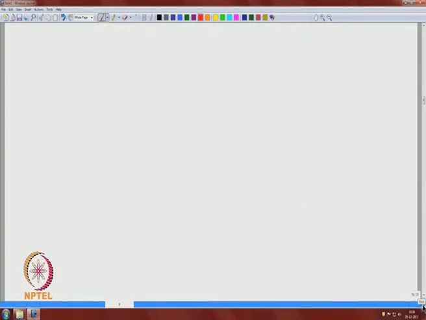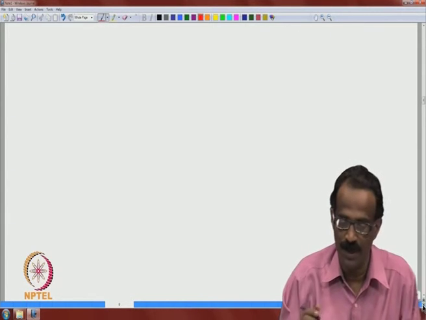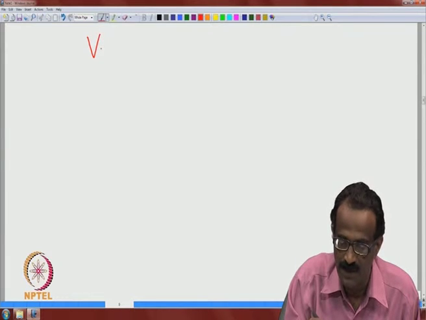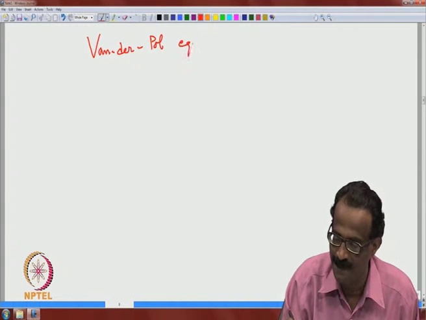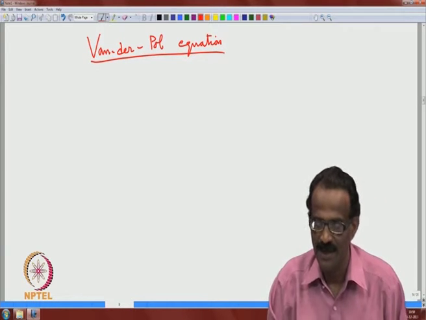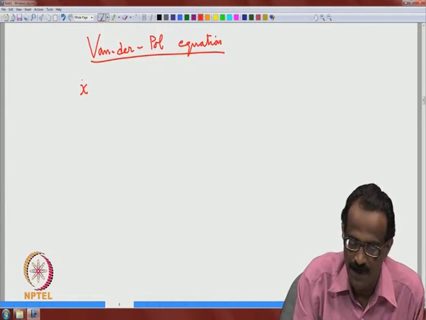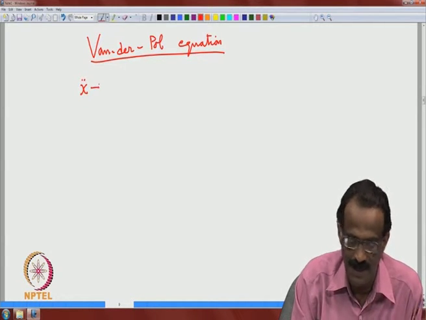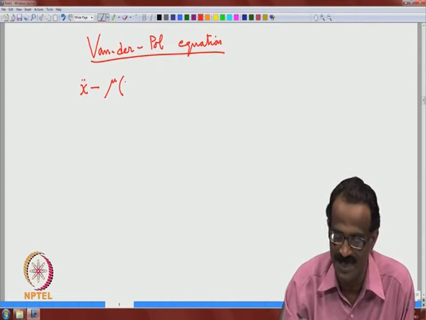All right. So, another model which you may see is called the van der Pol equation. These are all oscillator equations. Earlier it was an electrical mechanical model. This is also an interesting model coming from electrical circuits. Again, you can call it an oscillator.